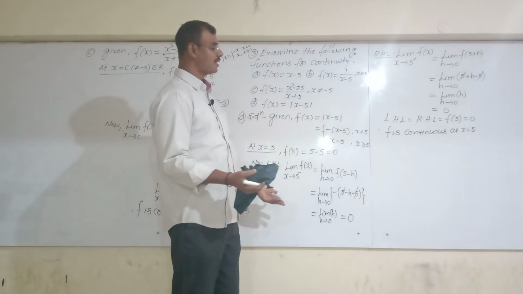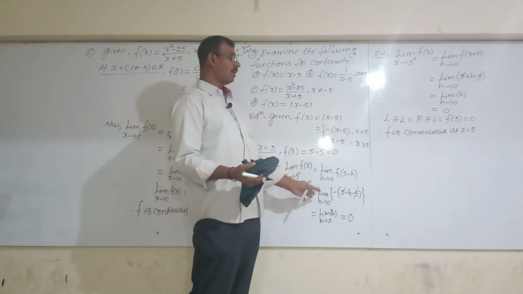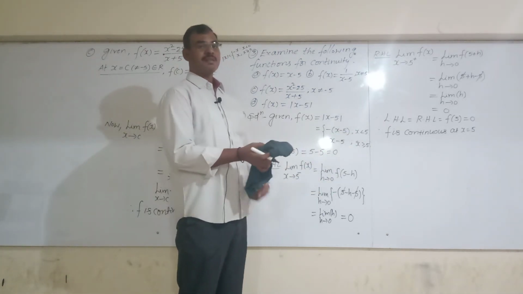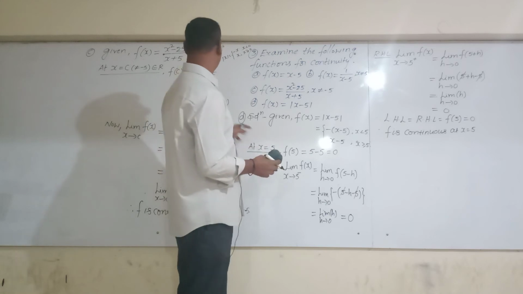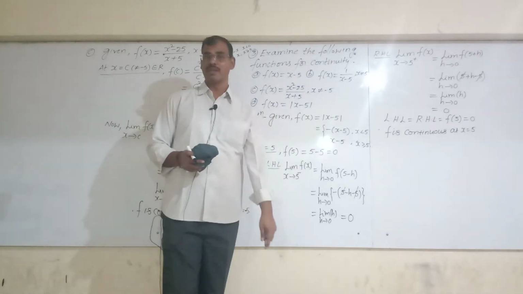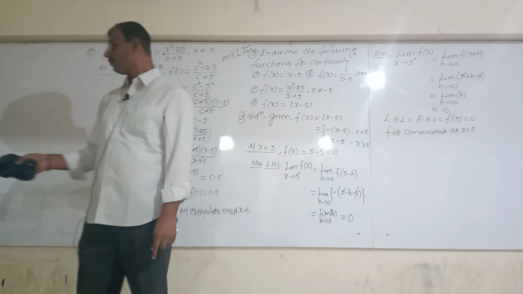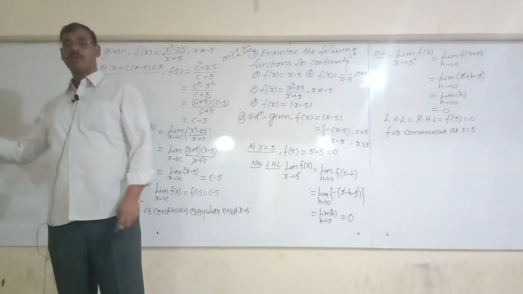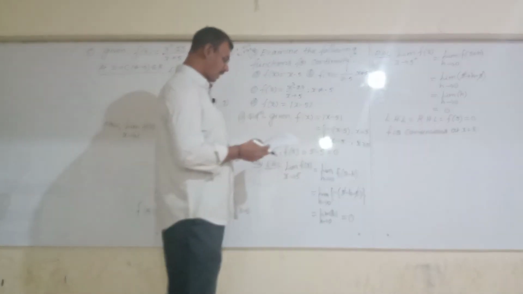If it is true, it is continuous. If one of them is not equal, hence it is not continuous. Like we are doing in the problems every time. Clear? Let us see one more problem.